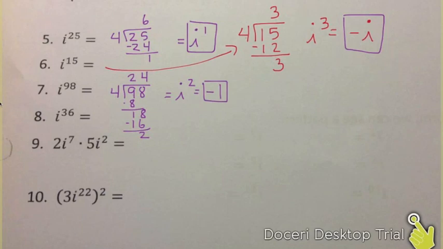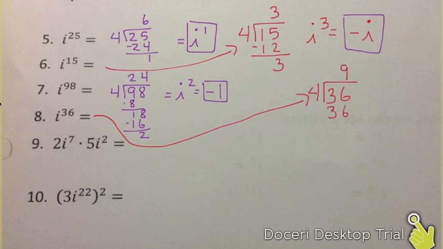I'm going to take i to the 36 out here again, and we're going to do 36 divided by 4. Well, 4 goes into 3 0 times. 4 goes into 36 9 times, which is 36. Subtract, you get a remainder of 0. So this is the same thing as i to the 0 power, which is just 1. Anything to the 0 power is 1.